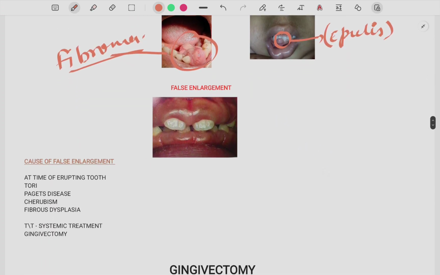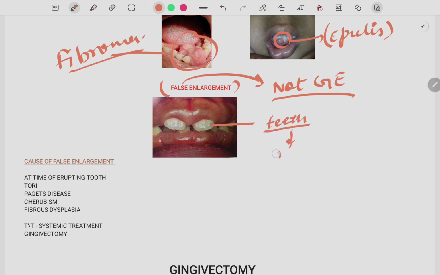Now coming to the false enlargement. The word false is telling you that this was not actually a case of gingival enlargement, but it was falsely assumed to be one. Usually if you see a child whose teeth are erupting, then the gums around the teeth get swelled up. Once the teeth have erupted, this swelling subsides. So this can give you a false visual that the gums are actually enlarged or some kind of inflammation of the gums is taking place, but this is completely natural, as the gums are enlarging because of the tooth, and once the tooth is erupted, this is going to subside. So no treatment is needed as such.